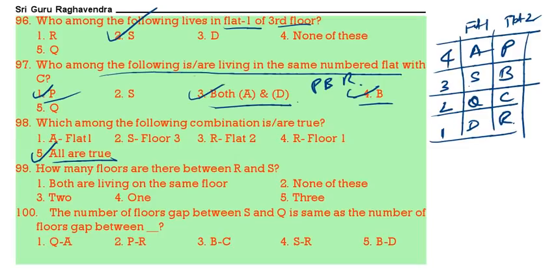How many floors are there between R and S? Only 1 floor. The number of floors between S and Q, there is no gap between S and Q. In the similar way, there is no gap between B and C. So 3 is the correct answer. So with this we completed paper number 236. Tomorrow class we will start paper number 237.